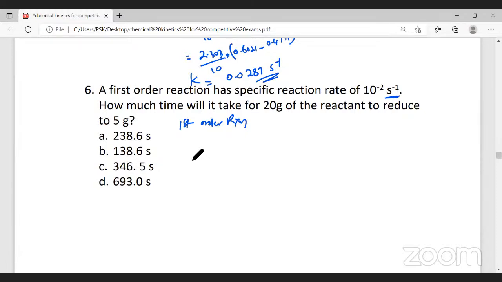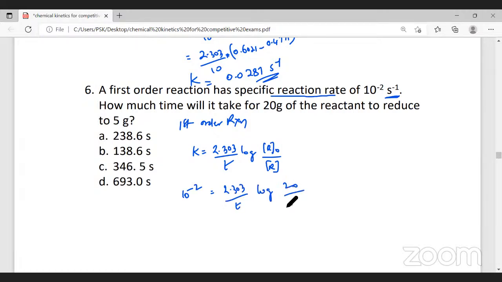So what is given to you? They have given you the initial concentration, 20 grams, right? They're asking you to calculate time. The rate constant they've given you. Specific rate means rate constant. So 10 to the power minus 2 is equal to 2.303 by T log of 20 by 5. So what will be T?